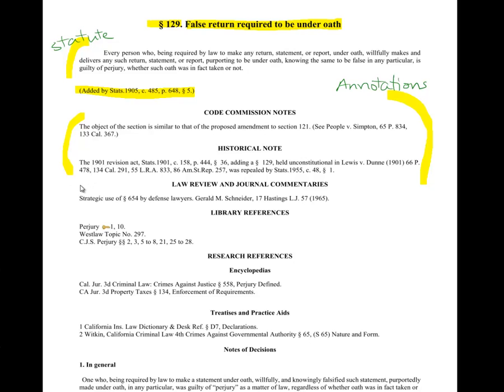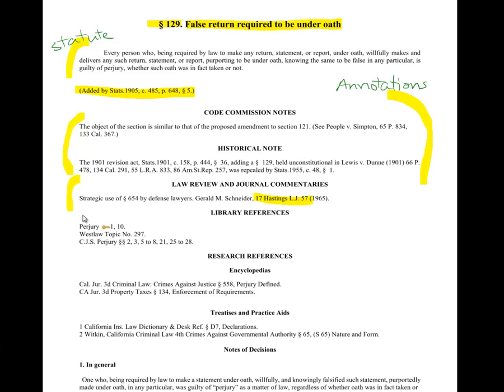We also have some information about law review articles. If you wanted to learn more about Section 129, you could read this law review article, 17 Hastings Law Journal 57, published in 1965. And presumably this article talks about the same topic that's covered by Section 129. So here's a secondary source that you could read if you want to find more information about this law.